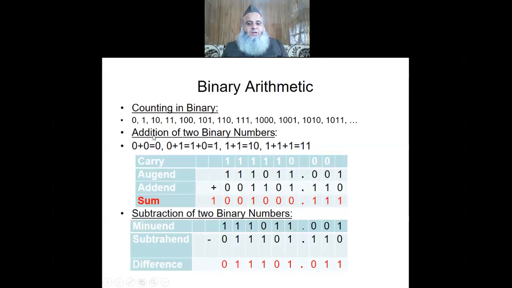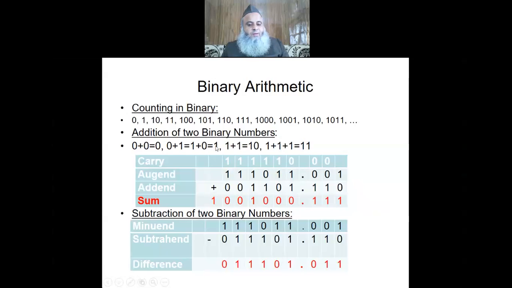Addition of two binary numbers. Let us see how two binary numbers can be added. We know that 0 plus 0 is 0. 0 plus 1 is 1. In fact, 0 plus 1 will be 1 plus 0 because addition is commutative. a plus b is equal to b plus a. So 0 plus 1 will be 1 plus 0, which will be 1.